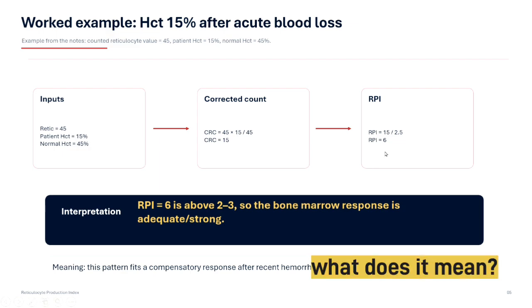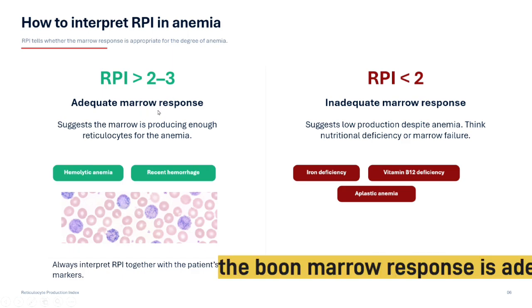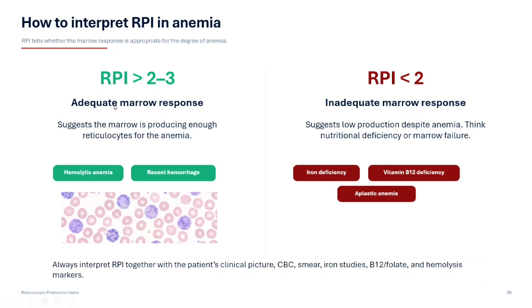Well, what does it mean? It means that anytime when you have acute blood loss or acute hemolysis, a reticulocyte production index more than 2 or 3 means that the bone marrow response is adequate and can produce enough reticulocytes for compensating this event.